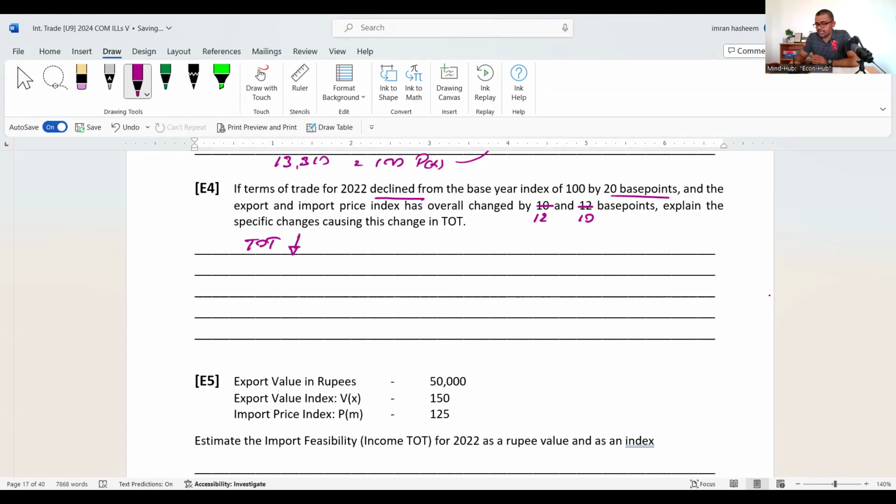What should happen if terms of trade has reduced? What should happen to the export price index? What should happen to the import price index if terms of trade is reduced? Use the knowledge you have from the earlier illustration we did. Terms of trade to decrease, fundamentally, exports should decrease. No, the fundamental thing is that imports should increase. Yes or no? Are you with me or not?